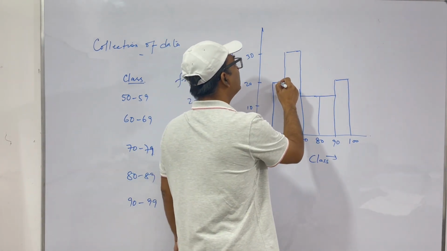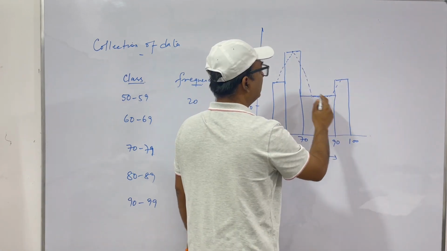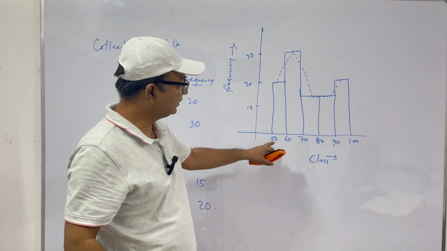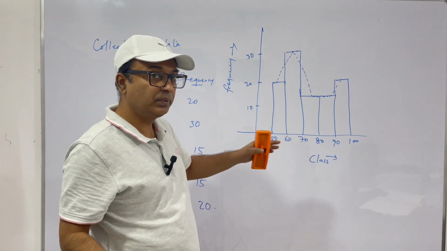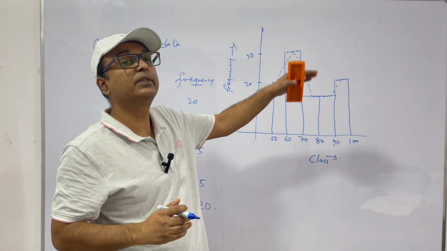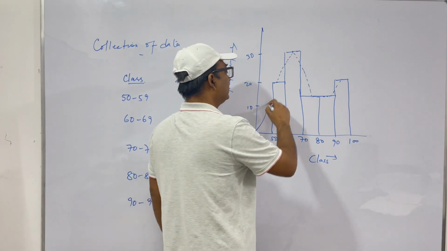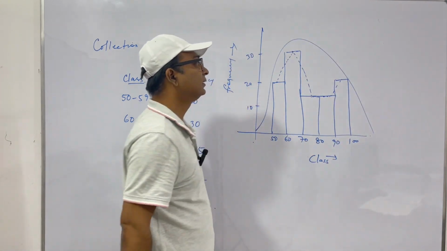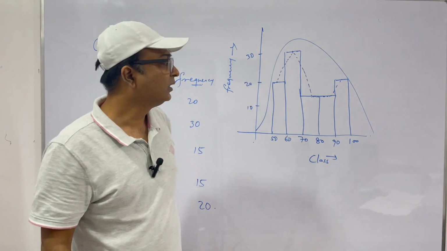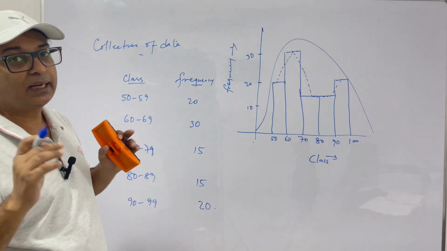If we connect the midpoints of these bars, this is called a frequency polygon. If the class interval becomes very small, and the number of observations becomes very large, then this actually takes the shape like this, a very continuous form of graph. That is called a frequency curve. So these are some basic concepts. Now we will start with our actual study.